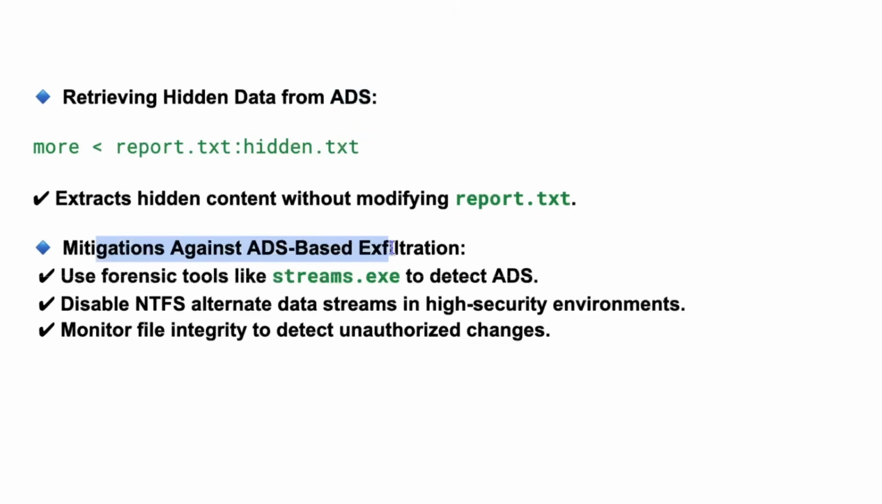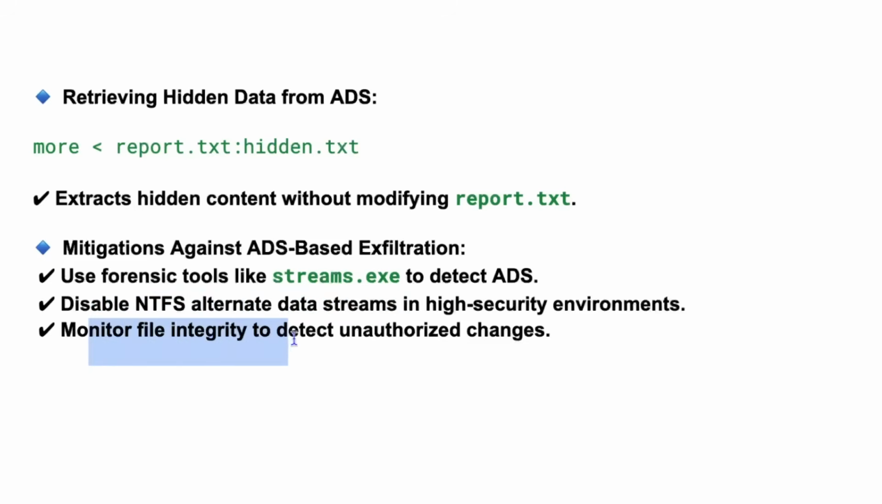So what you can do to mitigate against this is to use forensic tools like streams.exe to detect these alternate streams, and then disable NTFS alternate data streams in high security environments. You just don't want this to even be an option that somebody can do, which is super simple. It's a very simple command that comes native to that file system. You want to make sure that you disable them in high security environments or high security machines, the ones holding really sensitive data or access to sensitive devices. You want to disable this altogether on those machines.